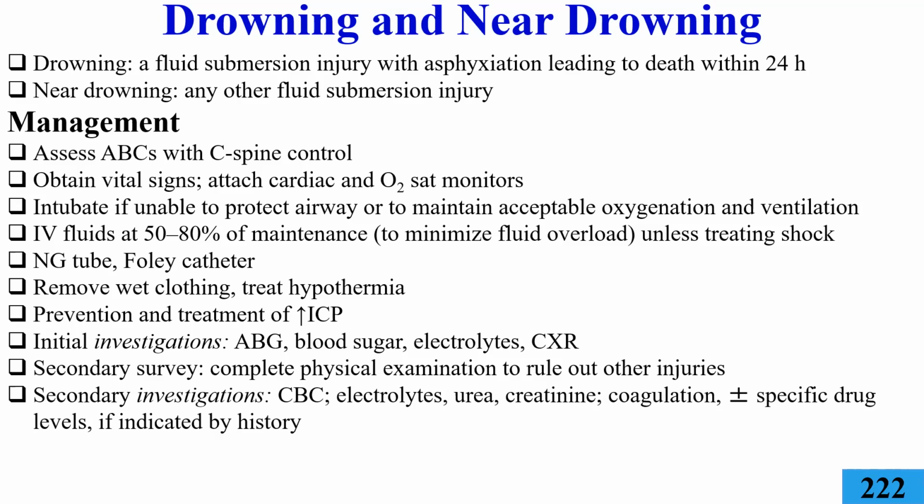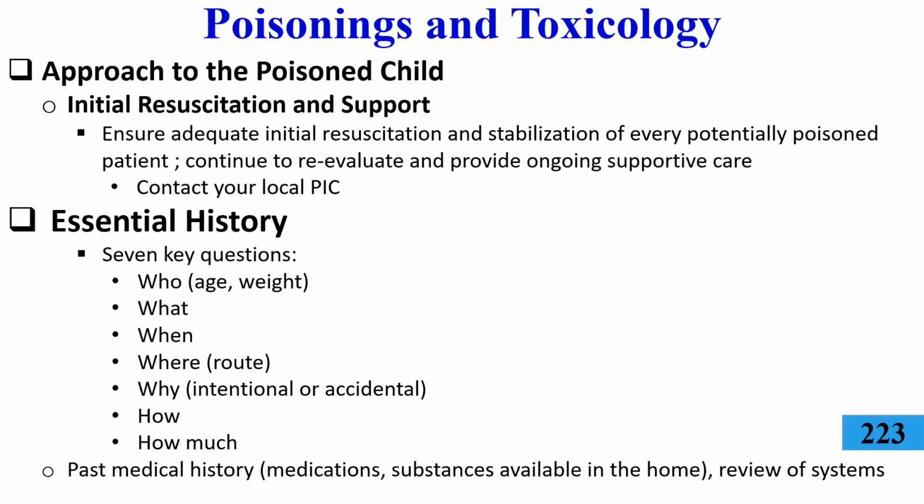So, breathing, airway, and fluid should be 50 to 80% to minimize fluid overload, unless you have a clear shock. Feeding tube, Foley catheter, remove the wet clothes. Treatment of increased intracranial pressure, ABG, blood gas, electrolytes and chest X-ray. Secondary survey and secondary investigation are very important, especially the coagulation factors and drug levels.